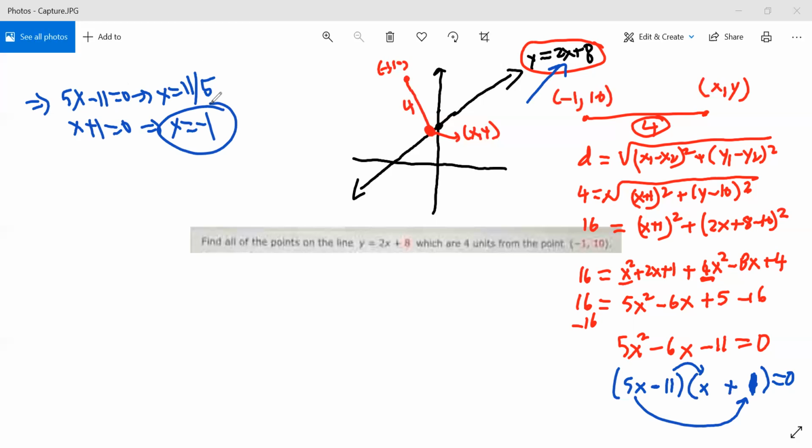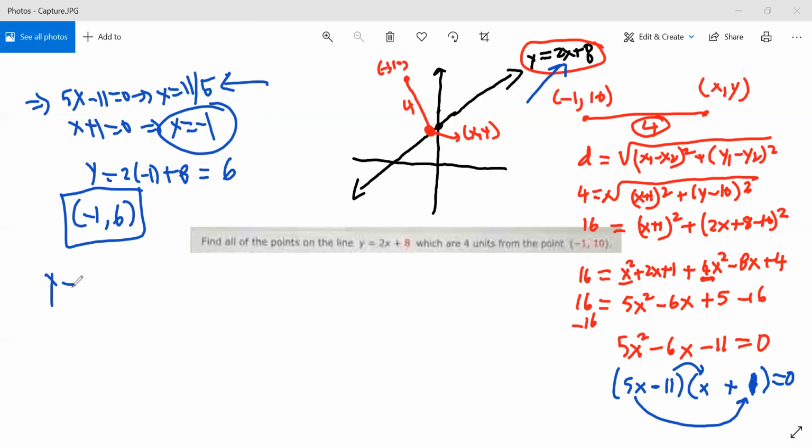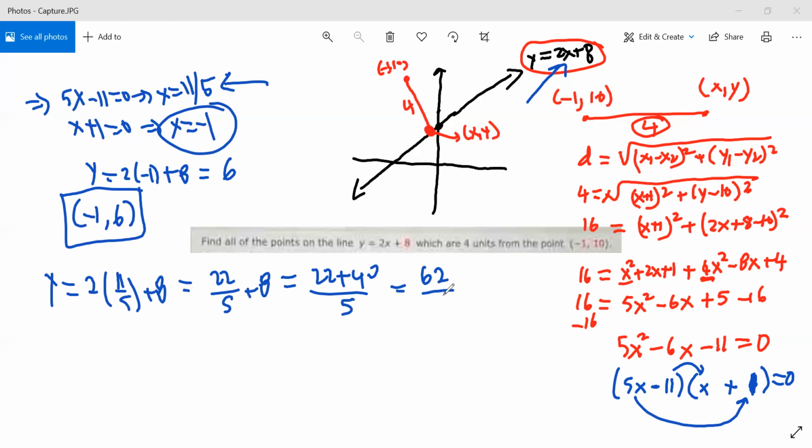So for instance, for x equal to negative 1, y is 2 times negative 1 plus 8, which is going to be 6. So my first point is (-1, 6). Now for the second point, I have to plug this number in for x. So y equals 2 times 11 over 5 plus 8, which is 22 over 5 plus 8. That will be (22 + 40) divided by 5, which is 62 over 5. So then my second point will be (11/5, 62/5).